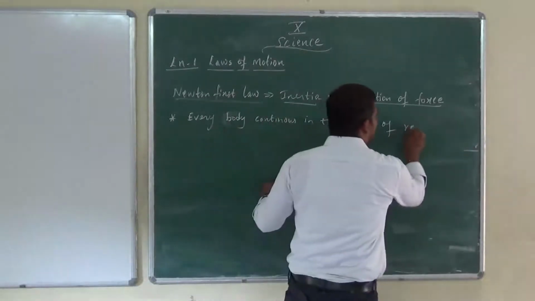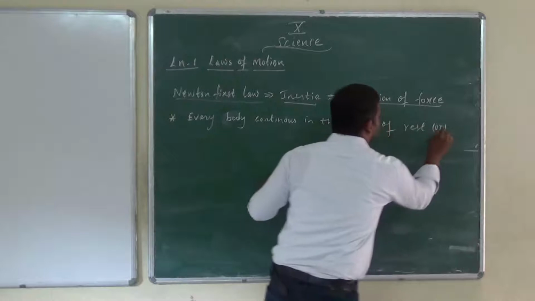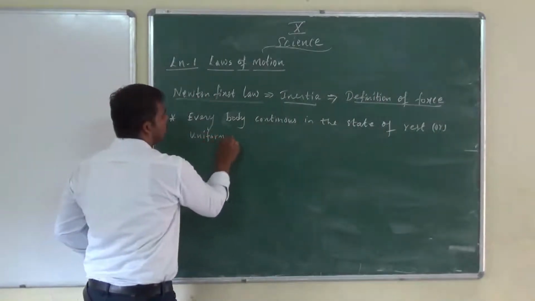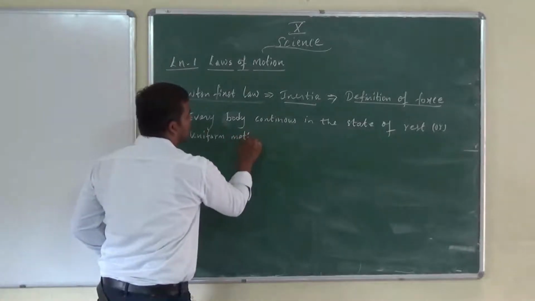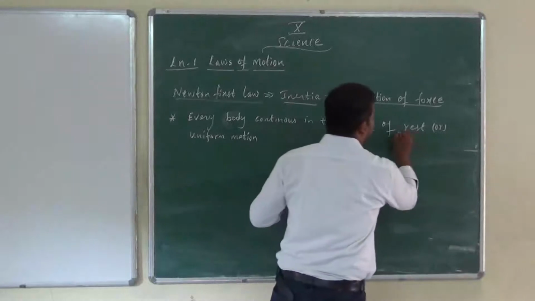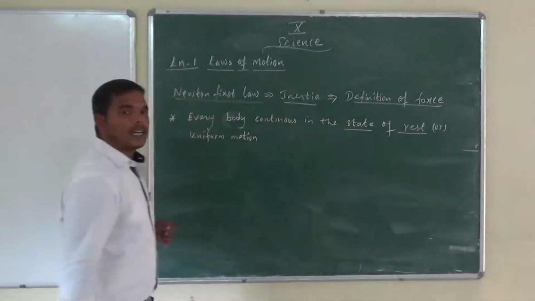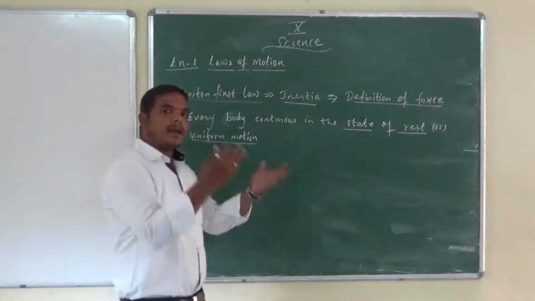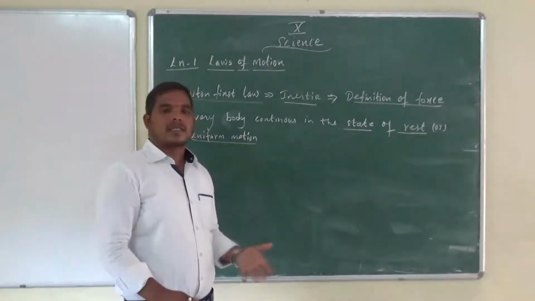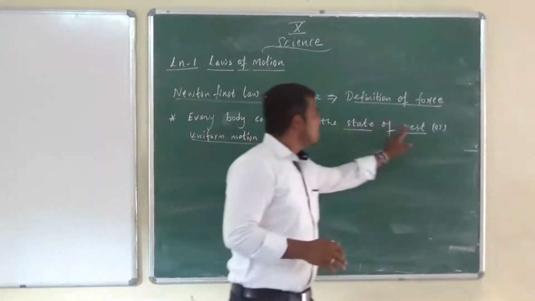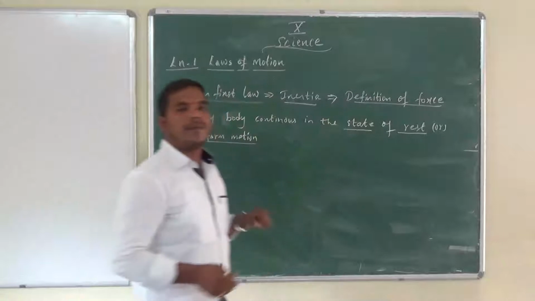We can say rest or uniform motion. The state of rest. The state is very important. What are the states? Rest or uniform motion. How long? It may be for a number of years. We don't want to disturb. Maybe the object is in continuous rest or uniform motion.